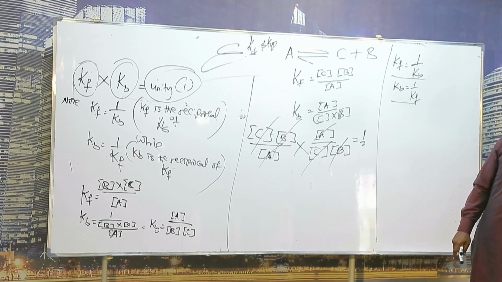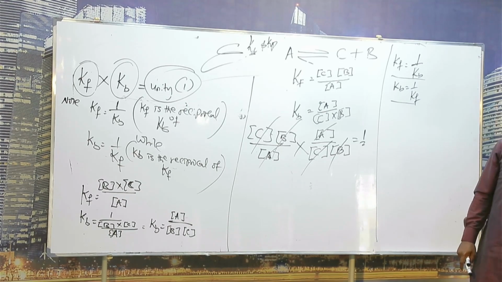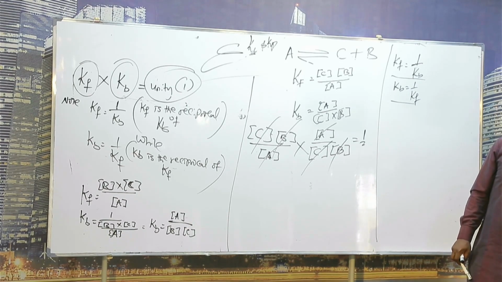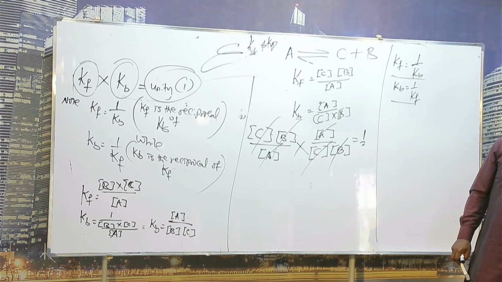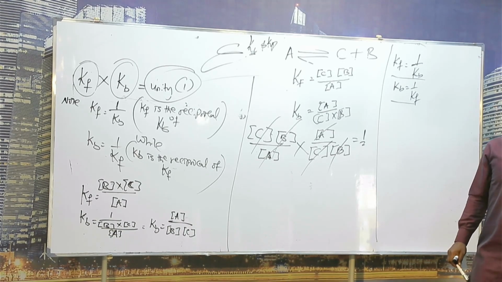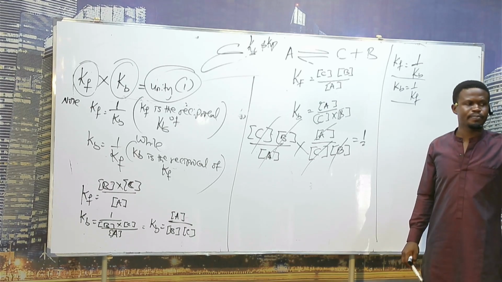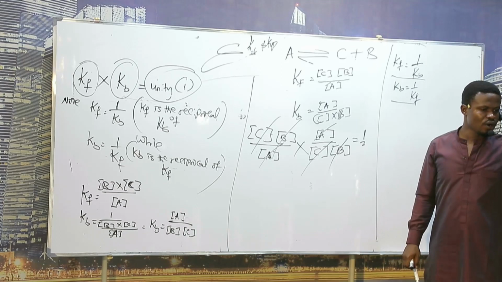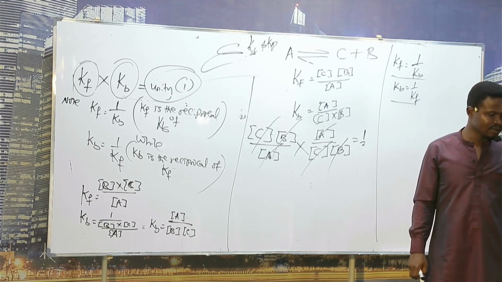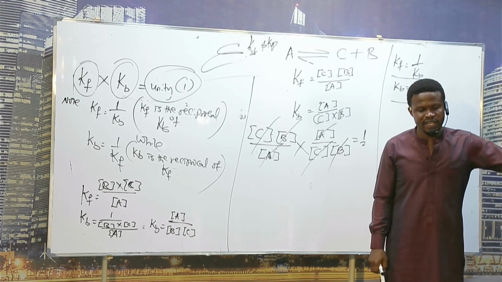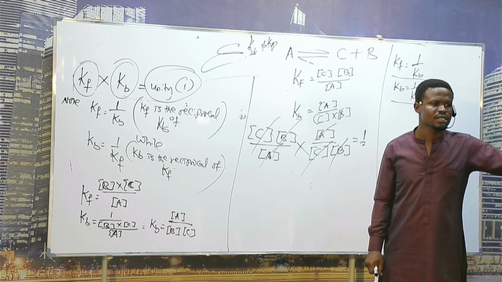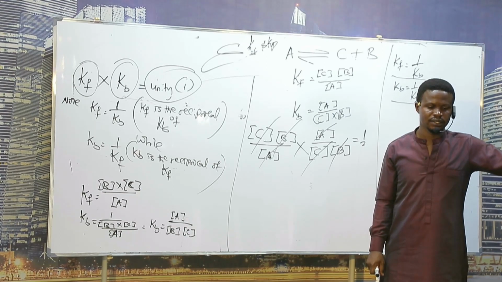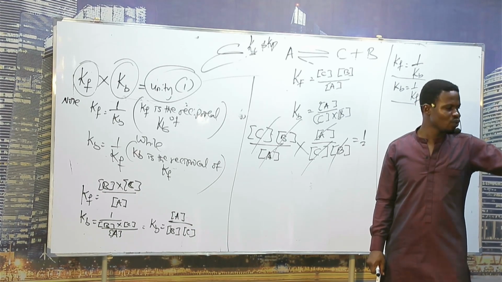Have you written it? Right under it, KP is the equilibrium constant when the partial pressure of a gaseous reactant and the product are considered at equilibrium.